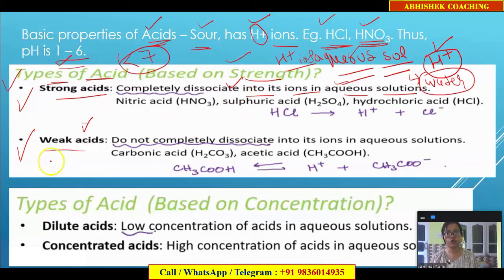They are your strong acids. Example is nitric acid, HNO3. Your sulphuric acid is H2SO4. Your hydrochloric acid, that is your HCl. They are the examples of the strong acids. Now, weak acids, as they are weak, that means they do not completely dissociate into their ions in the aqueous solution.